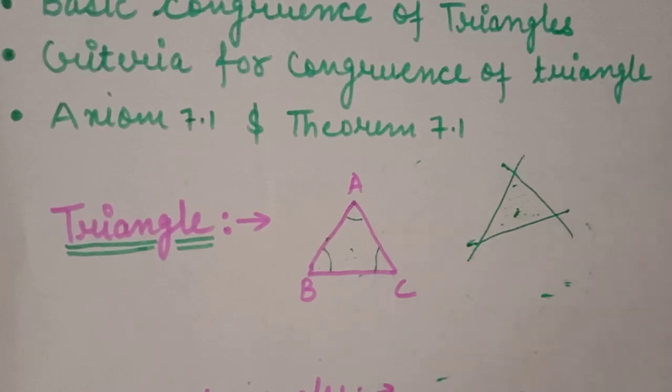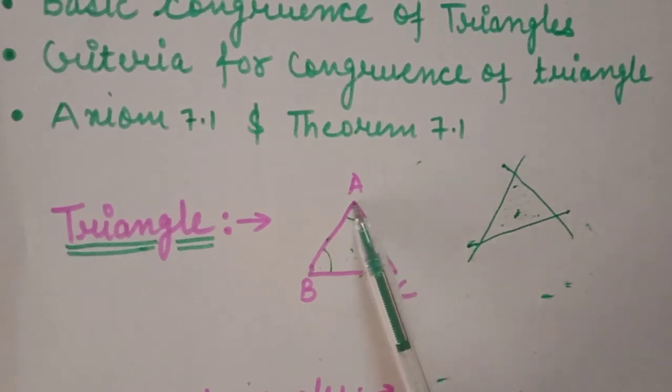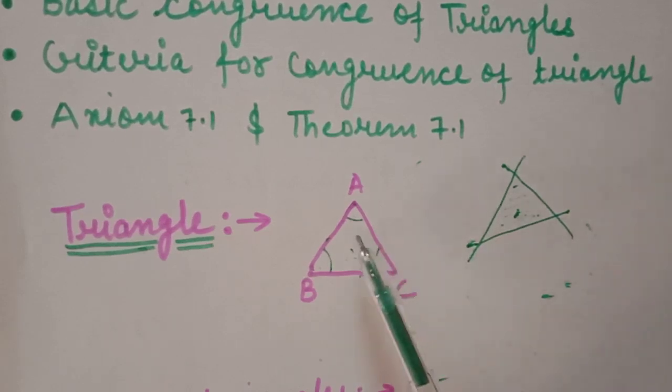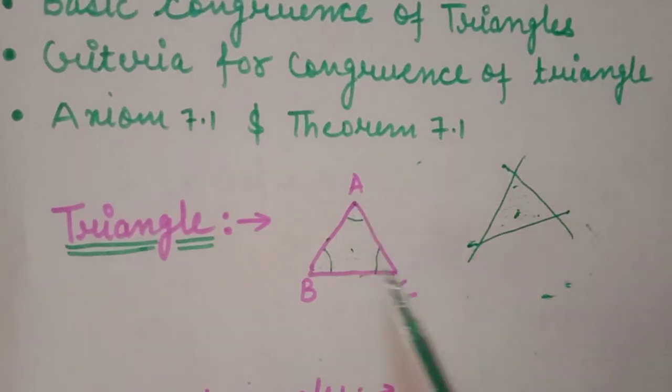But we have 3 more elements in it. What are they? 3 vertices: vertex A, vertex B, vertex C. So they all are elements of a triangle: 3 vertices, 3 angles, 3 sides. So this is your complete triangle.